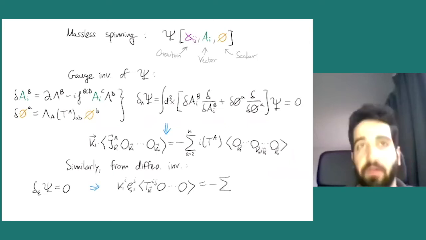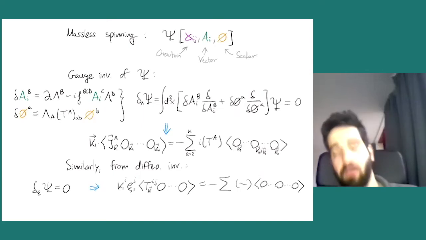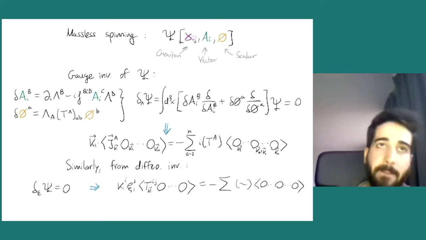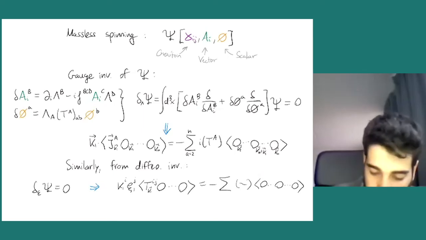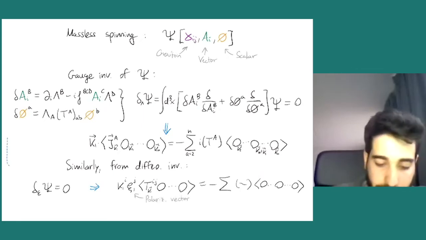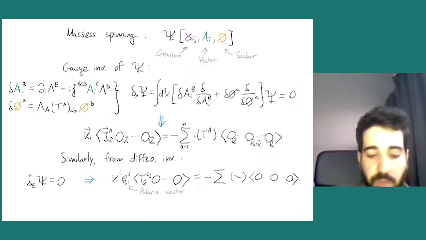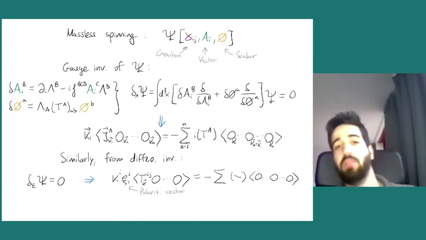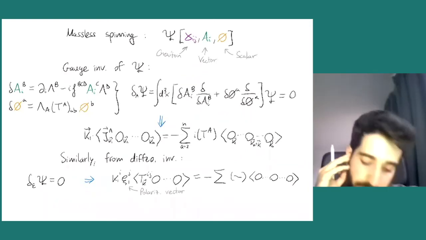And the structure is going to be very similar. Something here, correlators of the other fields. Okay. This psi here is a polarization vector. So we have fields with spin, so that means that the correlation functions will have polarization vectors with them.